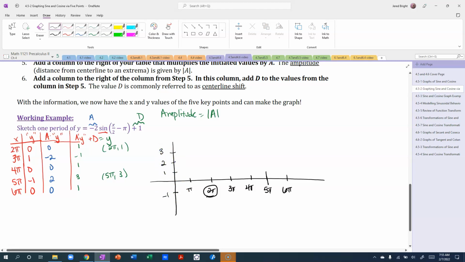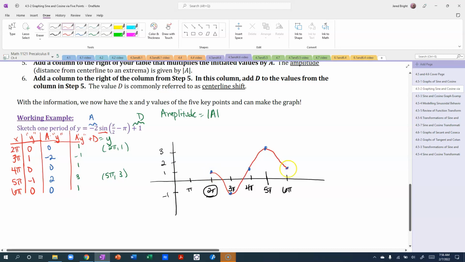Now it's as simple as plotting the points and seeing what we get. So 2 pi, comma 1; 3 pi, comma -1, right there; 4 pi, comma 1; 5 pi, comma 3; and 6 pi, comma 1. In all, I get something that looks like this for one period.